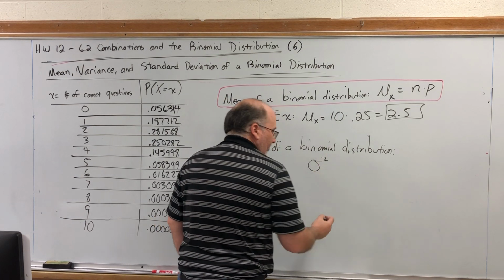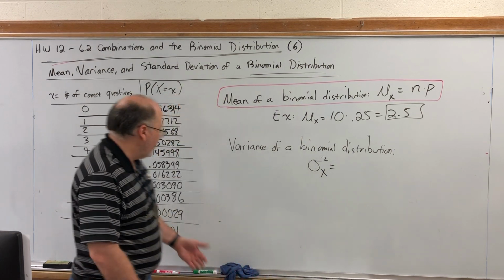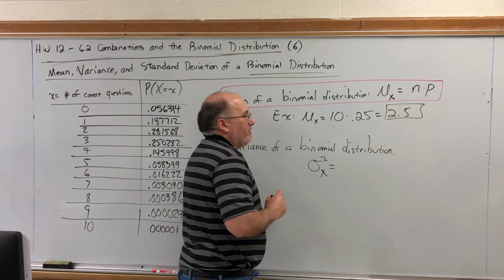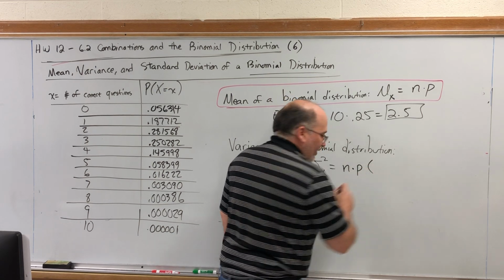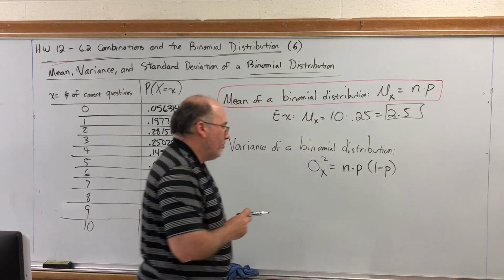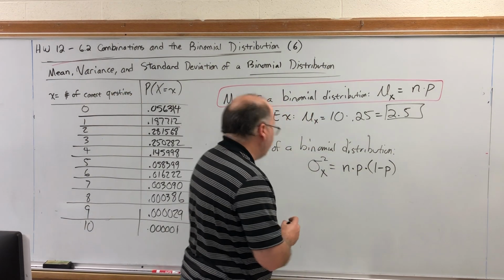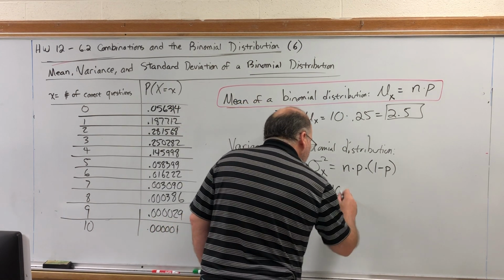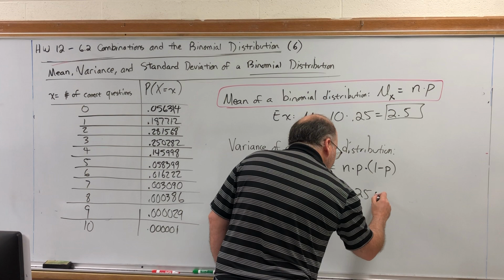The variance, whose symbol is sigma squared, still subscripting with an x to denote the random variable that's generating the distribution. The formula for variance starts out the same as the formula for the mean. It's n times p, but then you multiply it times 1 minus p. So it's the number of trials times the probability of a success times the probability of a failure. So in this example, the variance would be 10 times 0.25 times 0.75.